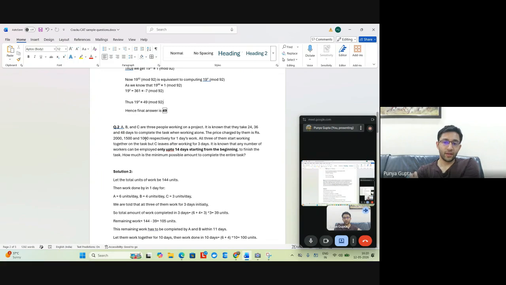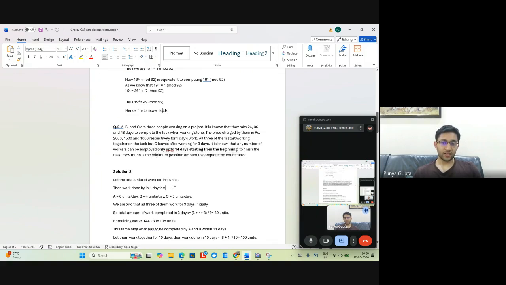Now, all 3 of them start working together on the task, but C leaves after working for 3 days. It is also known that any number of workers can be employed only up to 14 days starting from the beginning. This is an important part of this question. And we are asked to find how much is the minimum possible amount to complete the entire task.